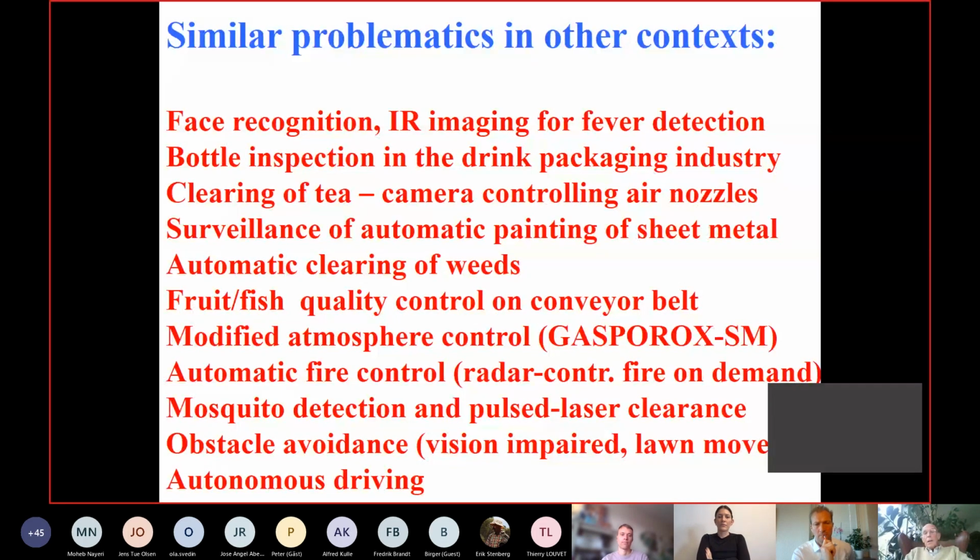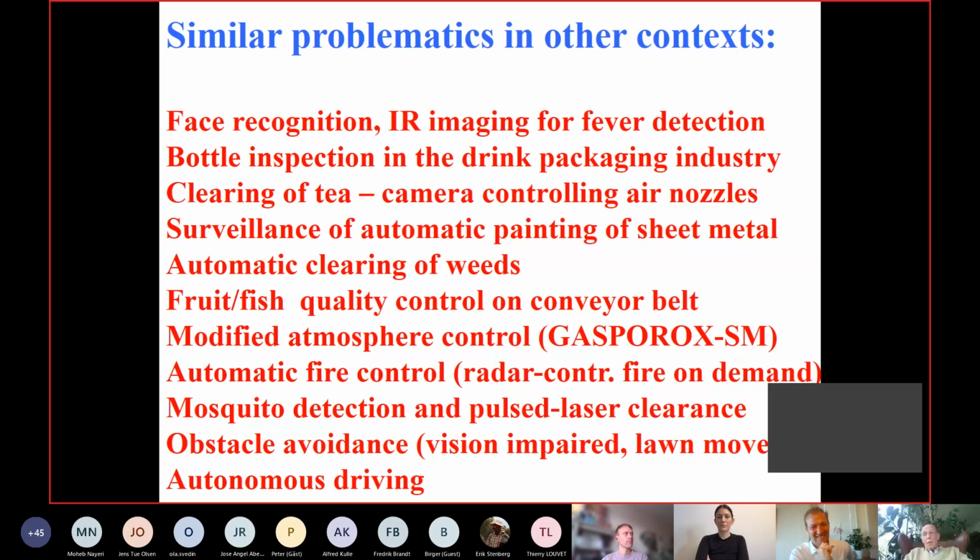Modified atmosphere control. I have a spin-off company, Gasporox here, and there's a project called the Safety Pack, which we were involved in. I mentioned something about that. Of course, the militaries have their automatic fire control, radar control, fire on demand, and so on. Pretty nasty activities. People have looked into and even demonstrated mosquito detection and pulse laser clearance. Identify the flying object and blow it out of the air with a powerful laser pulse. Not very economic, I tell you.